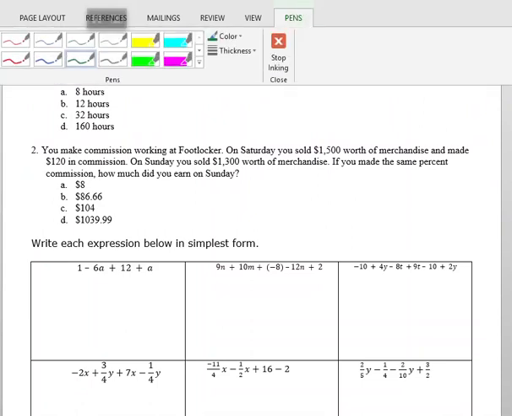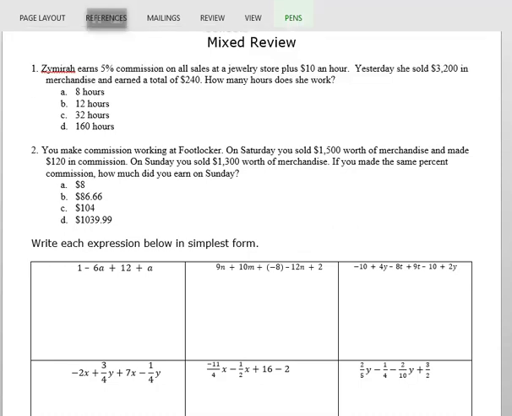All right, so let's do blue. All right, Zymira earns a 5% commission. Here we go again with commission on all sales at a jewelry store, plus $10 an hour. Yesterday, she sold $3,200 in merchandise and earned a total of $240. How many hours does she work?